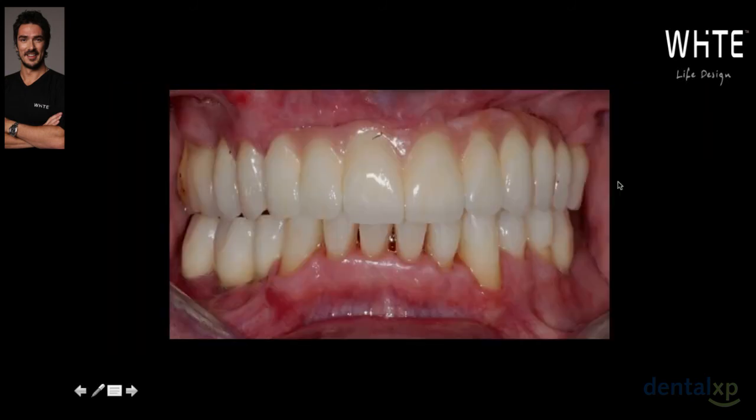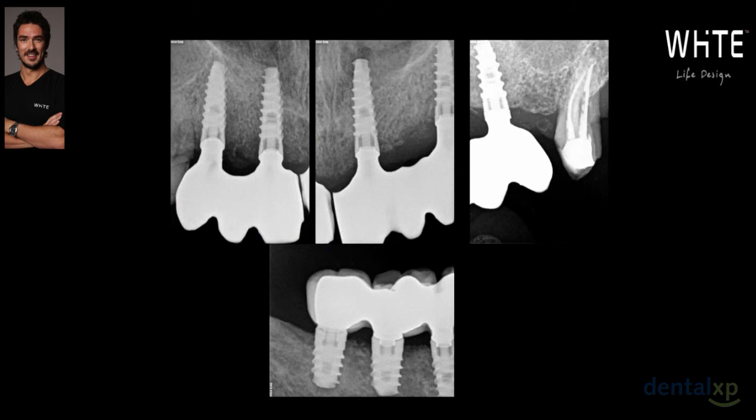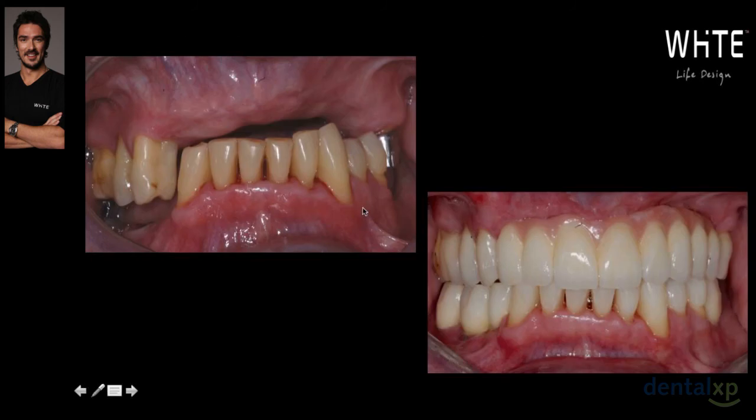the final rehabilitation. As you can see, nice pink ceramics that were previously discussed with the patient. And here we can see the x-rays, everything in the mouth. And we go from this to this, and we have a very happy patient.